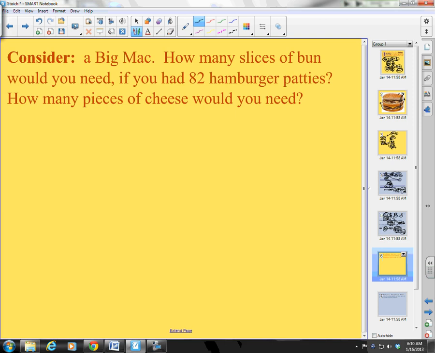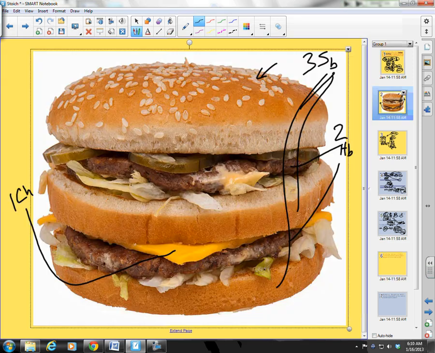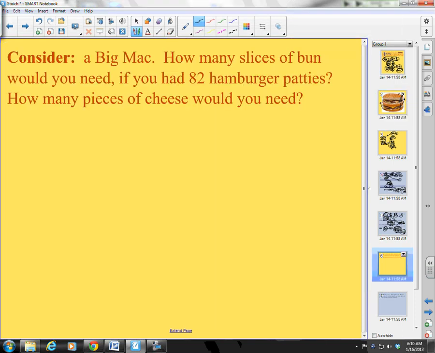Back to, consider a Big Mac. Okay. How many slices of bun would you need if you had 82 hamburger patties? Okay, let's do this one. Slices of bun. Okay, well, we have to figure this out again. 2 all beef patties, special sauce, lettuce, cheese, pickles, onion on a sesame seed bun makes a Big Mac, right? So this is my equation for making a Big Mac.